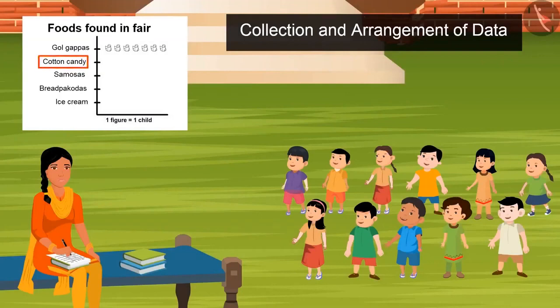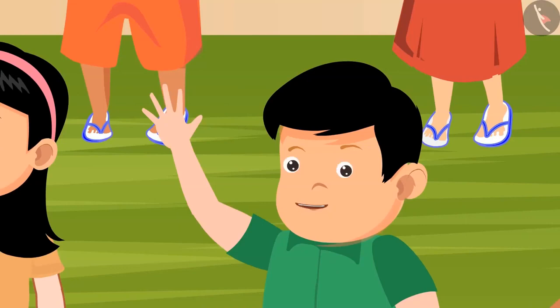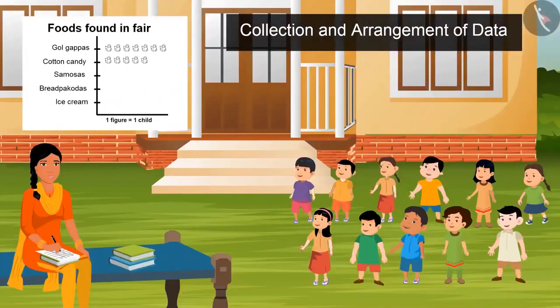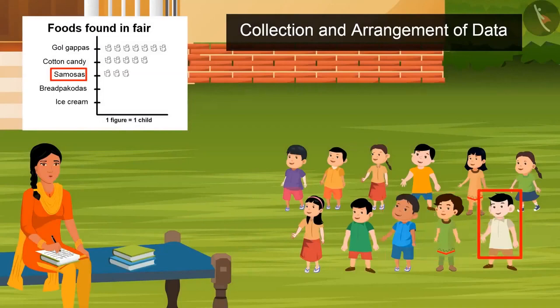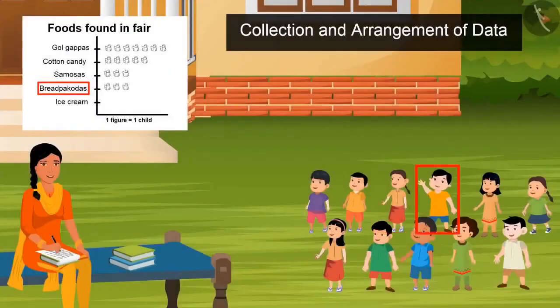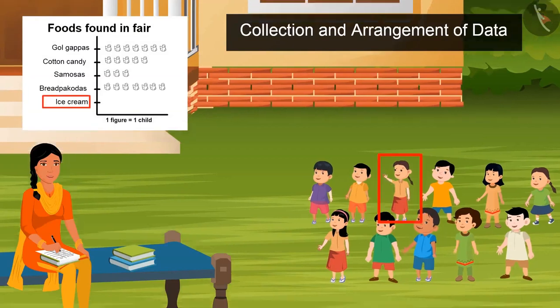Who all wants to eat cotton candy? 1, 2, 3, 4 and 5. Sister, I have cavities, so I can't eat sweet things. Okay, who all wants to eat samosas? 1, 2 and 3. Who all wants to eat bread pakoras? 1, 2, 3, 4, 5, 6 and 7. Who all wants to eat ice cream? 1, 2, 3, 4, 5, 6, 7 and 8.